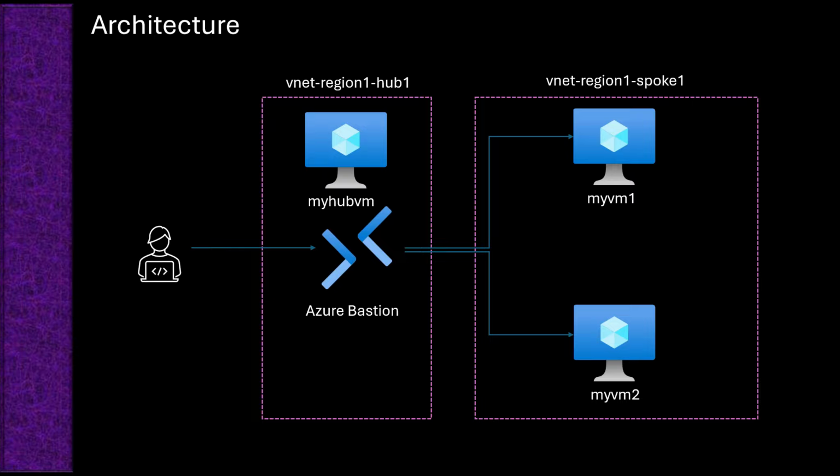And we will also try to check connectivity from the hub to the spoke network using DNS names and the IP address. So let's get on the portal.